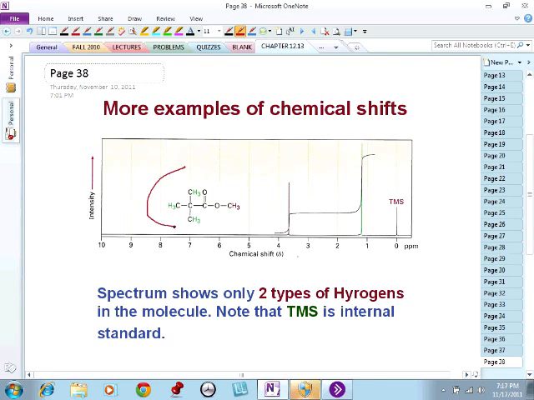Look at this molecule here. How many different types of hydrogen do you have here? 2. And that's what you see here. You only see 2 signals. And one signal is at about, let's say, 1.2? Okay. 1.2 parts per million.